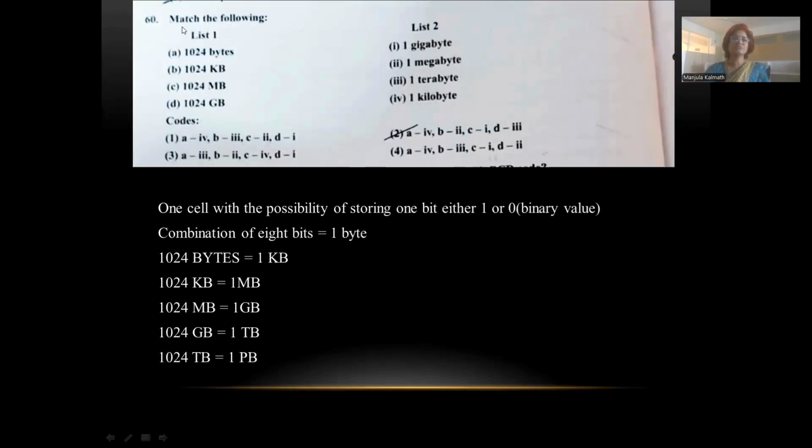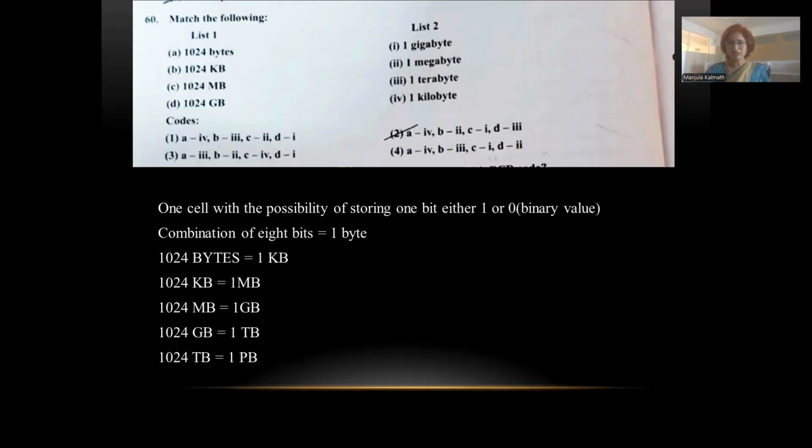The next question is match the following. Here we have memory in a computer system. Memory is nothing but storage. The basic unit of allocation in memory is a cell. A cell means one space. In that space, either 0 or 1 will be allocated.